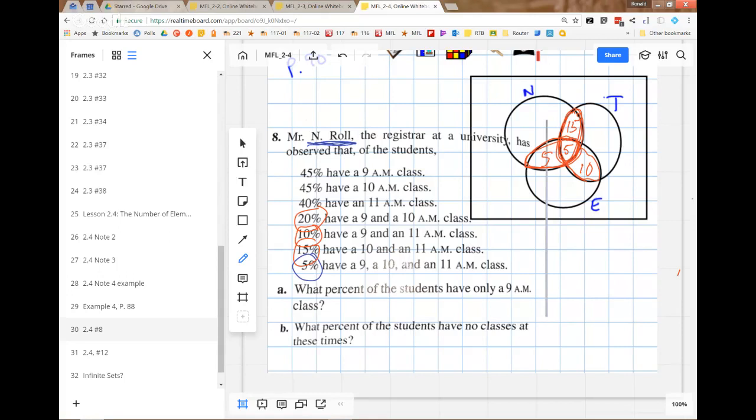40% have an 11 a.m. class. So how many are in the 11 a.m. circle already? 15. 20. No, 20. 20. Just kidding. So we need to do another 20 to get it to total 40. Mm-hmm.